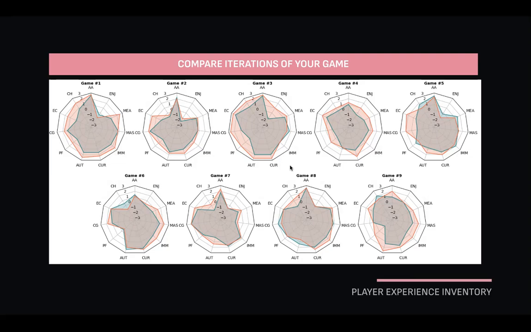So you also see the abbreviations here. Each dot is meaning, progress feedback, immersion, curiosity, autonomy. Here's progress feedback, narrative goals, ease of controlling, challenge. So you can find these items and you can see in that way quickly that your game is improving.